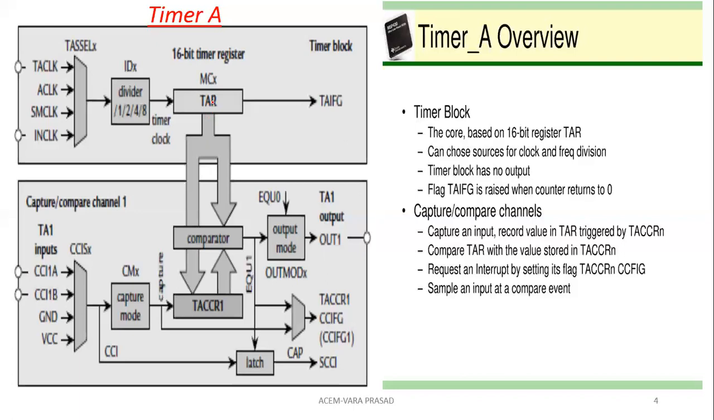So whenever the count reaches 1000, after that the compare output is sent to the output mode. That output mode sends the data output for different purposes. Once it reaches the 1000 value, it starts again from 0. At that time that flag will be generated. And also here the CC interrupt flag, the capture compare interrupt flag, will be generated after comparing.